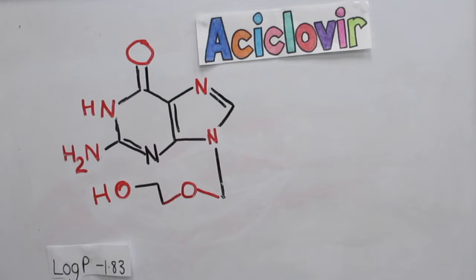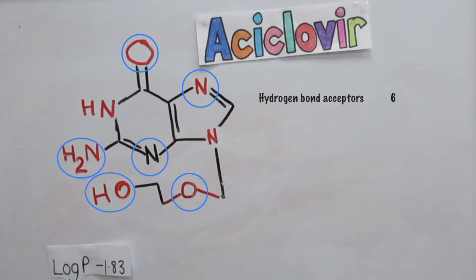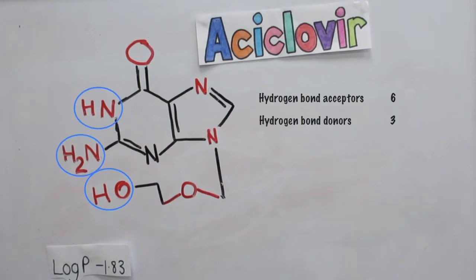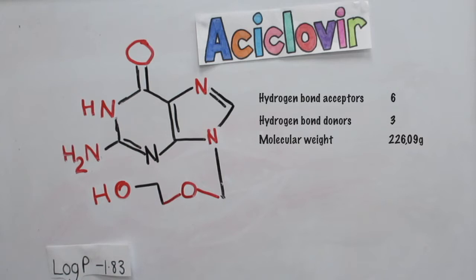In the case of Aciclovir, it has 6 hydrogen bond acceptors, 3 hydrogen bond donors, a molecular weight of 226.09 grams. Other factors that improve oral bioavailability include less than 10 rotatable bonds, in this case Aciclovir has 4, and a polar surface area less than 140 angstroms. Aciclovir has a value of 114.43 angstroms.